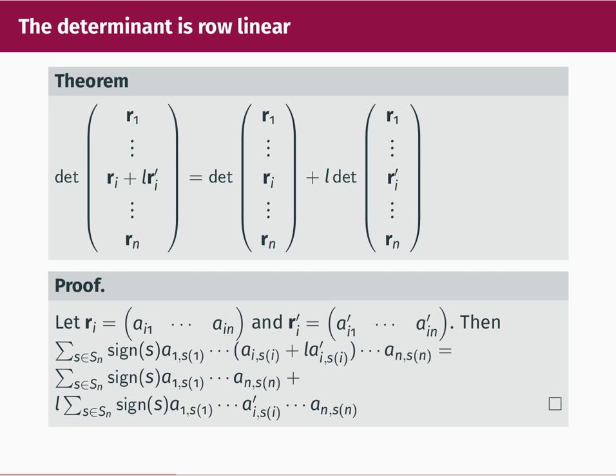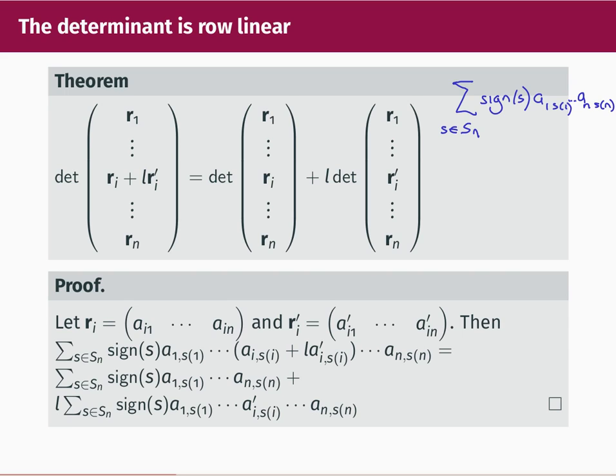Remember, the definition of the determinant of a matrix whose ij entry is aij is the sum over all permutations S in Sn of the sign of S times a1 s of 1 up to an s of n. So if we introduce some notation for our row vectors, we'll write Ri as ai1 up to ain, and Ri prime as a prime i1 up to a prime in. Then we can express the determinant on the left in the following way.